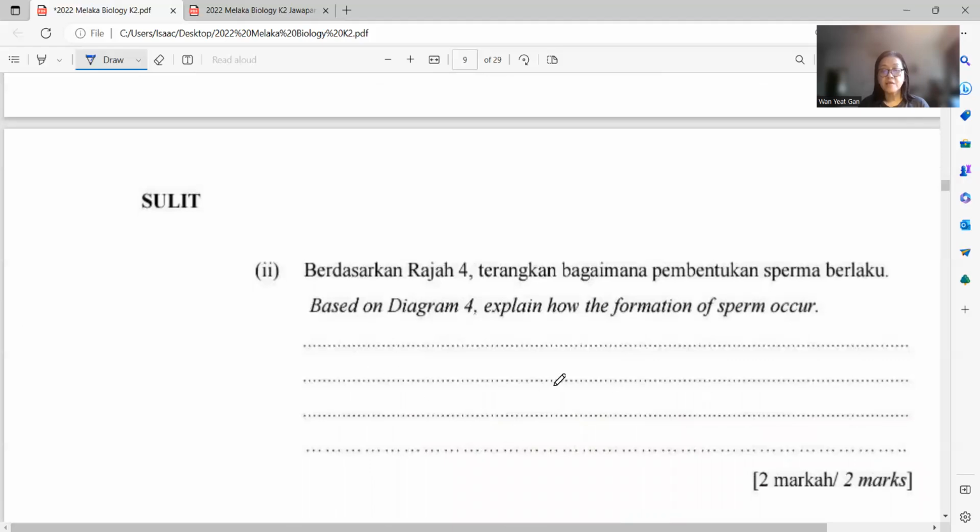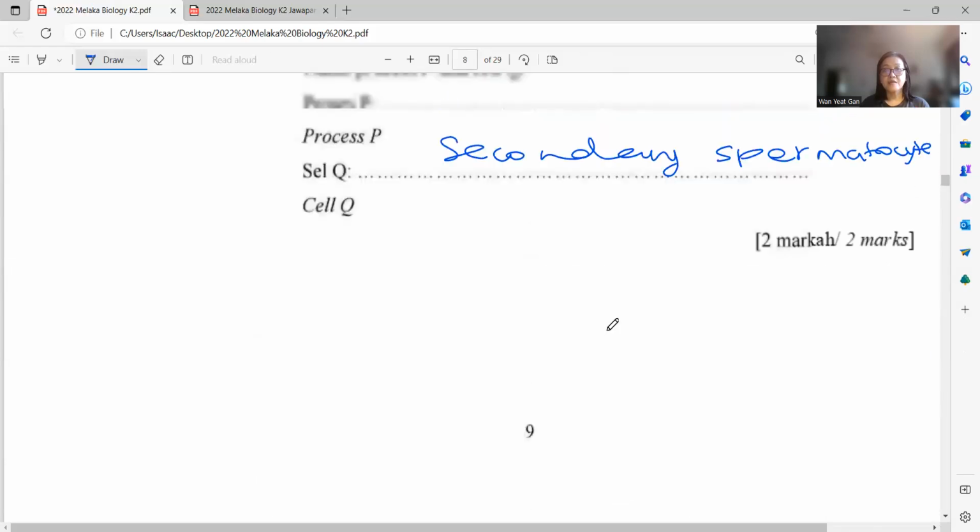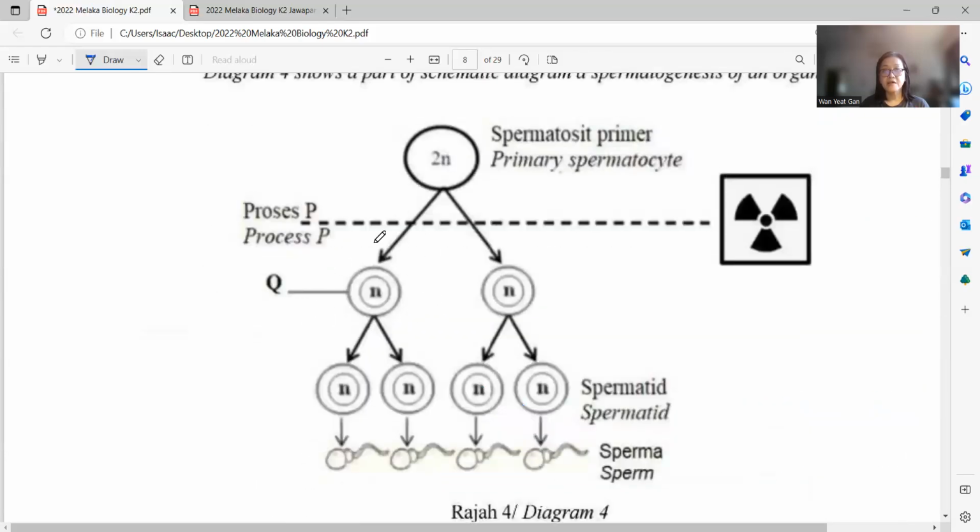Based on diagram 4, explain how the formation of sperm occurs. Okay, so after this, the secondary spermatocyte will undergo meiosis 2. So here is meiosis 2 to produce 4 spermatids, which then differentiate. Here is differentiation to form 4 sperm.